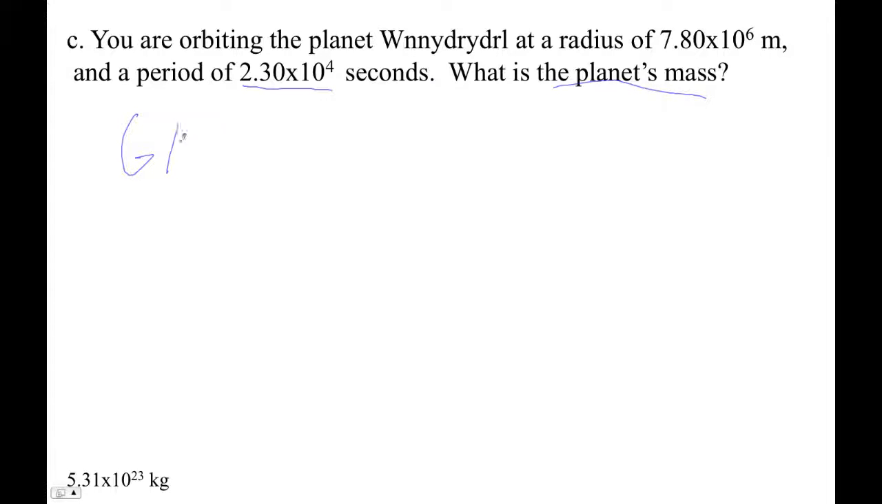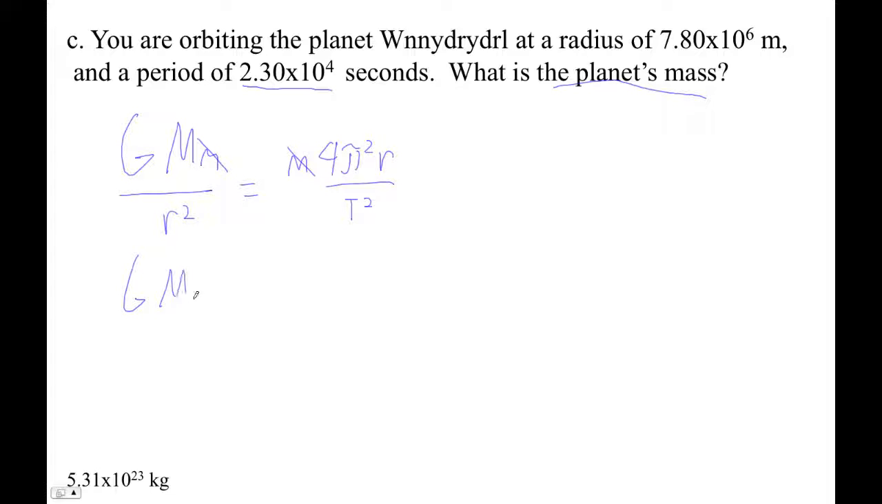The force of gravity, planet's mass times satellite mass, is equal to the centripetal force: m 4 pi squared r over t squared. The satellite mass cancels, and we're solving for m, so I'm going to cross multiply.